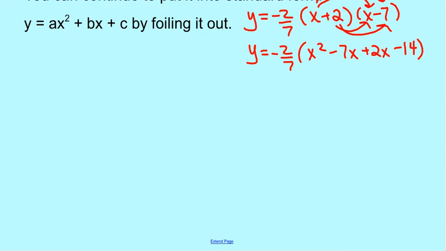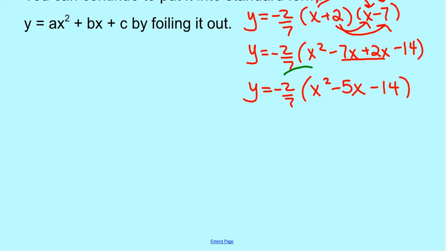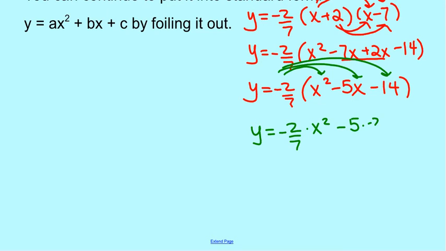We're going to combine like terms. So negative 7x and 2x is negative 5x, and then negative 14. Now we're going to distribute. All right, so y equals negative 2/7 times x squared, negative 5 times negative 2/7 x, and then negative 2/7 times negative 14.